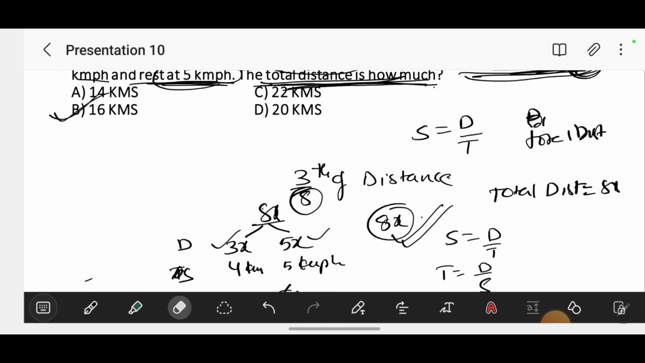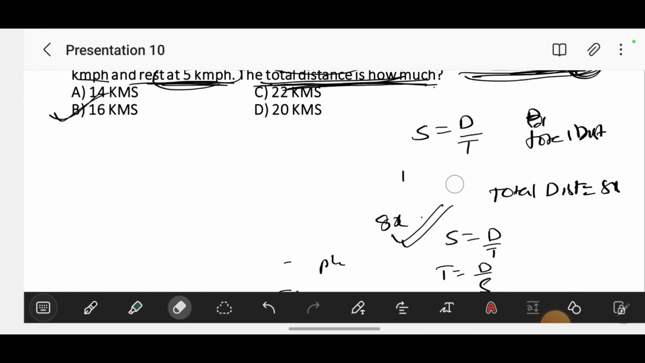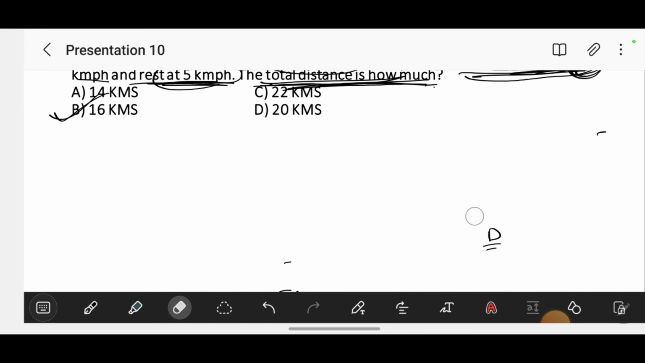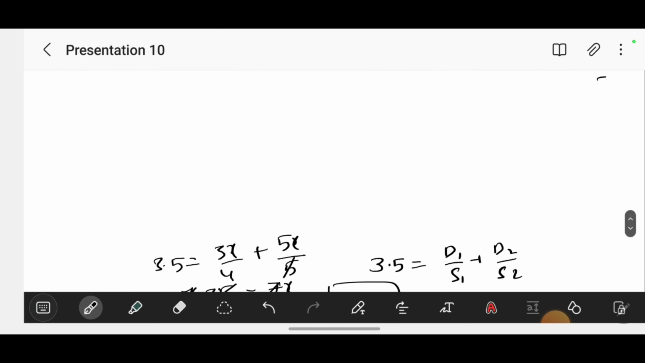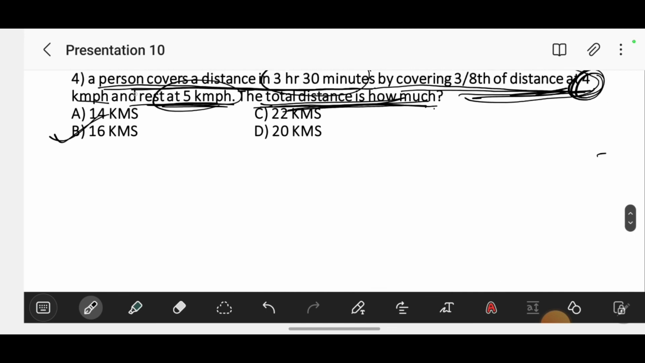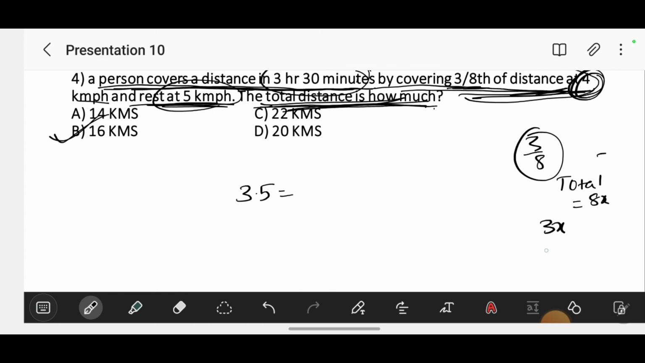Okay, I am saying it again. Listen carefully guys. He is saying a person covers a distance in 3 hours 30 minutes, that means 3.5 hours, by covering 3 by 8 of the distance. Then we take the total distance as 8x. Then 3x he covers at 4 kilometers per hour and the remaining 5x he covers at 5 kilometers per hour.